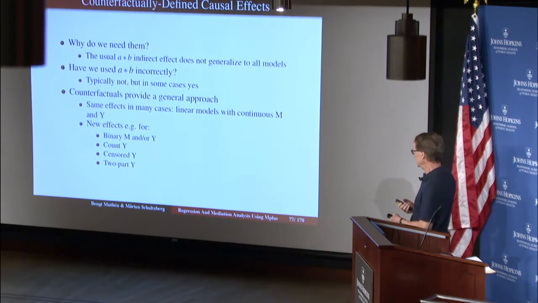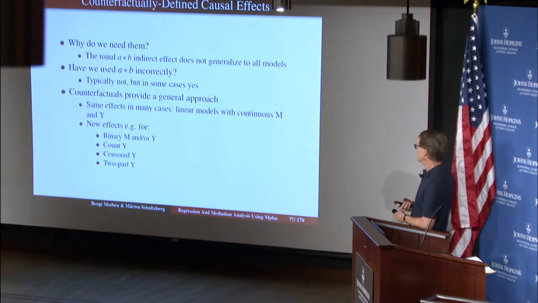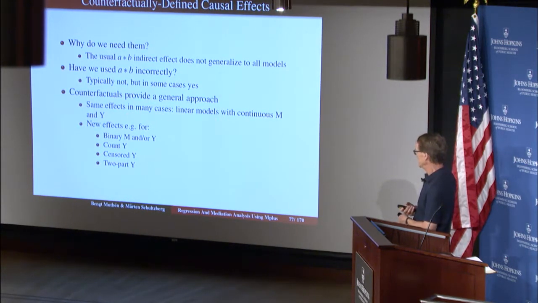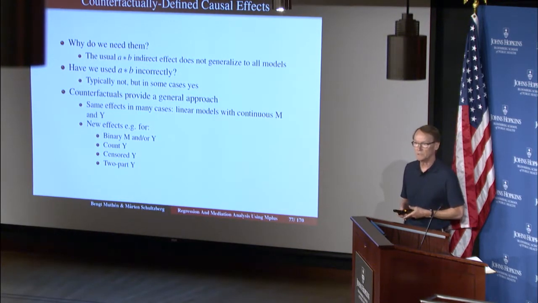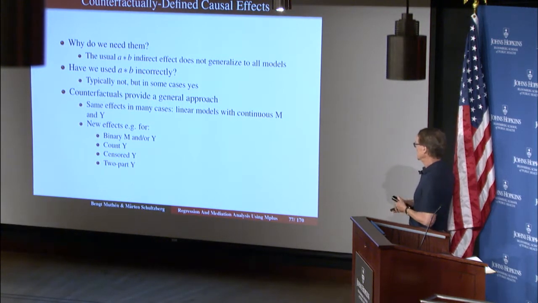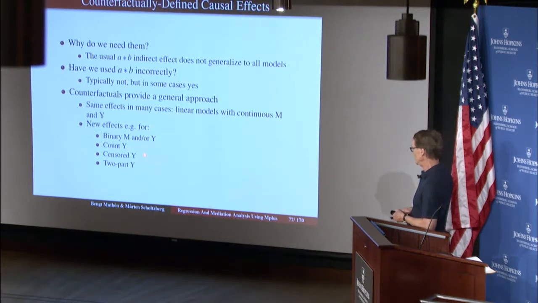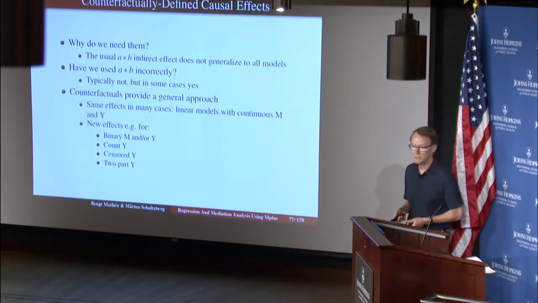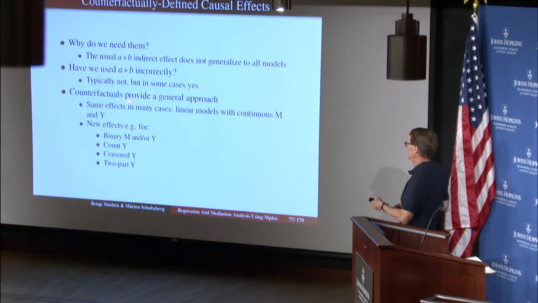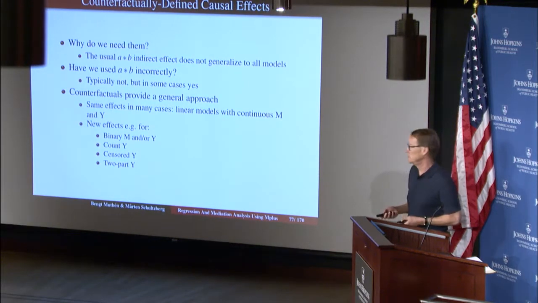So the good thing is that this approach, which we'll teach you, gives the same effects as you have been used to, typically with linear models with continuous M and Y, except for the M times X interaction, where we really didn't have any classic results. But you're going to get new effects when you have, say, a binary mediator or a binary Y, or both of them binary. You're going to get new effects when you have a count Y, a censored Y, or a two-part Y, and many other combinations as well. So this is the general approach of which what we've done, A times B, is a very special case. And you will see that it comes out as a special case.